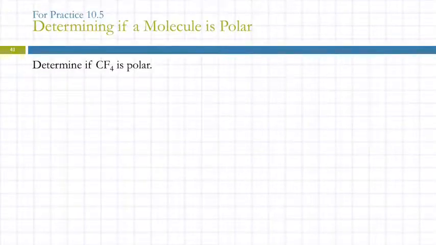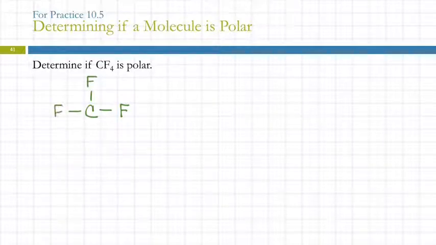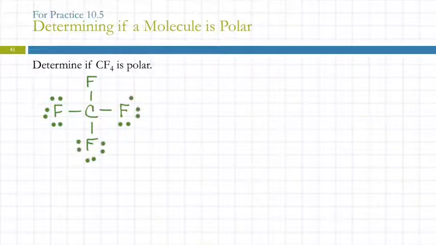So let's do an example. Determine if carbon tetrafluoride is polar. We've got to start with the Lewis structure. Even my shortcut starts with the Lewis structure. I'm going to do this pretty quick because we've already covered the details of how to do Lewis structures. So we have to connect these. We'll put the fluorines around the carbon, figure out how many valence electrons we have and stick those in. And so we're going to end up with something like this.